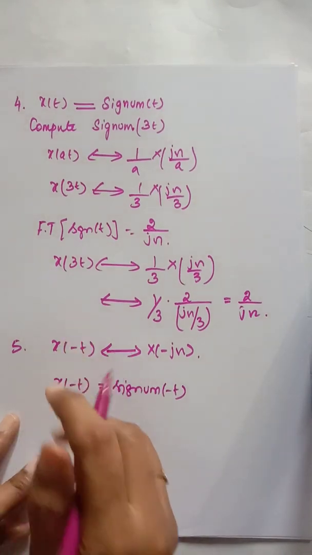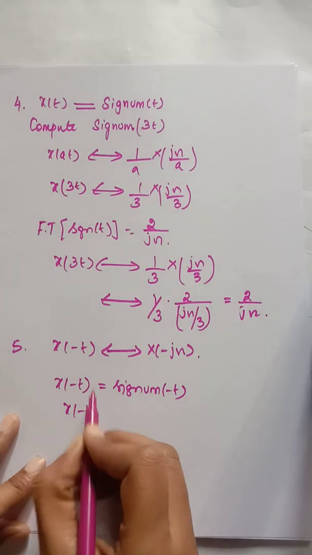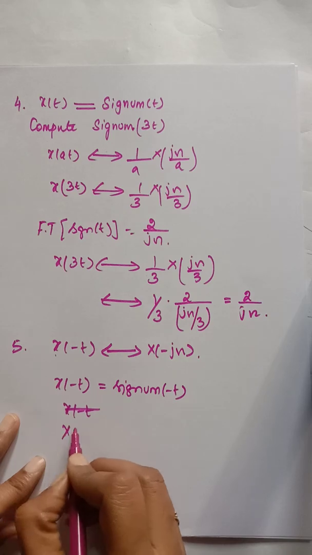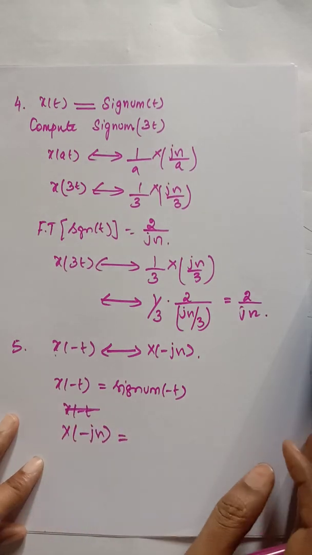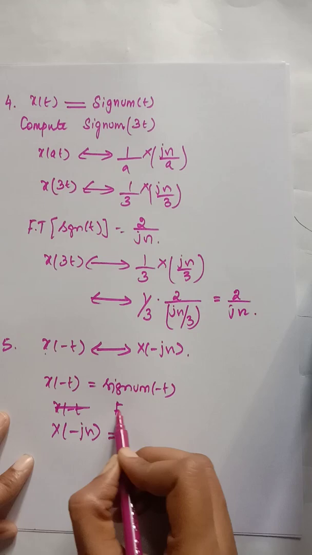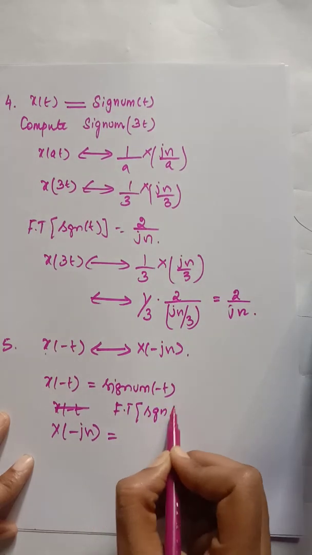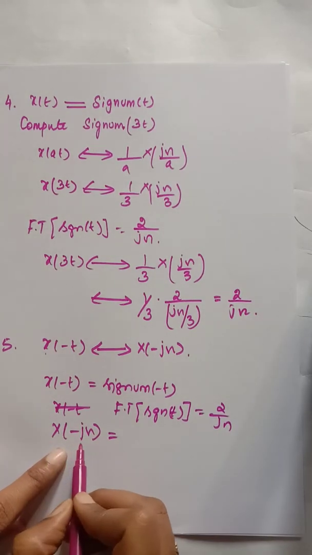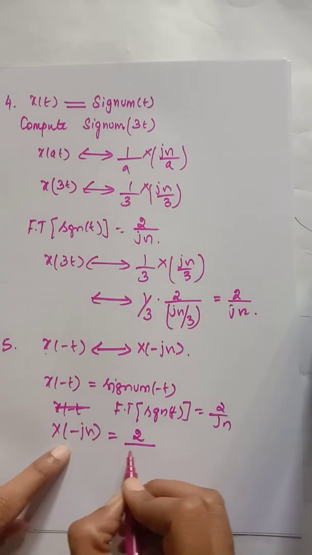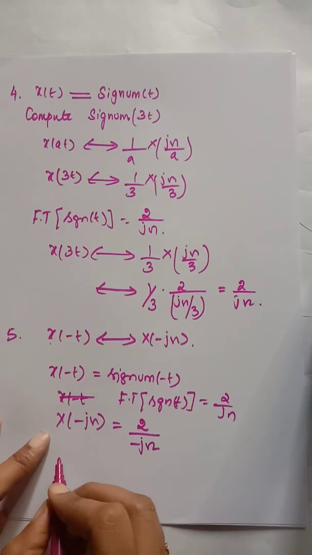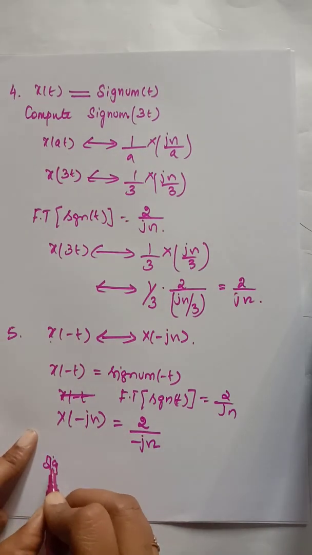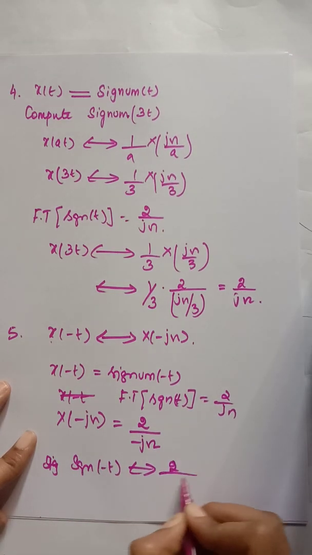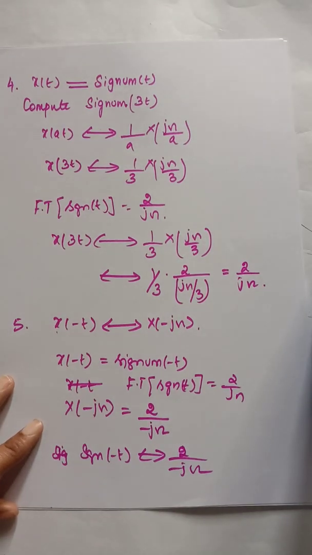So here applying this reversal property, x of minus t results in x of minus j ohm. So x of minus j ohm for this one is, the Fourier transform of signum of t is equal to 2 by j ohm. So here you need to find x of minus j ohm. Wherever you have j ohm, you need to replace it by minus j ohm. So signum of minus t is nothing but 2 by minus j ohm. Like that you need to find it out.